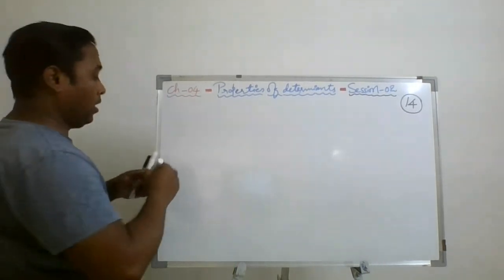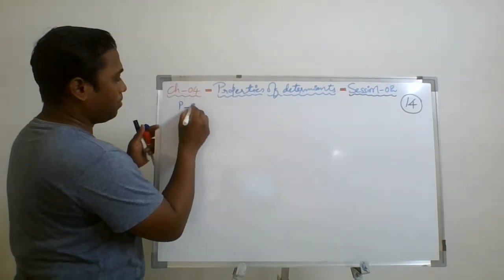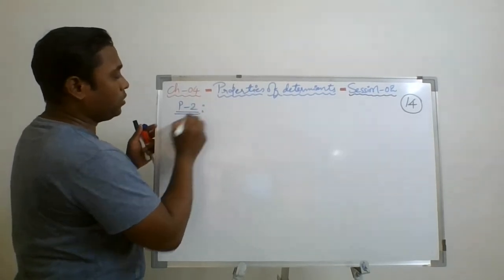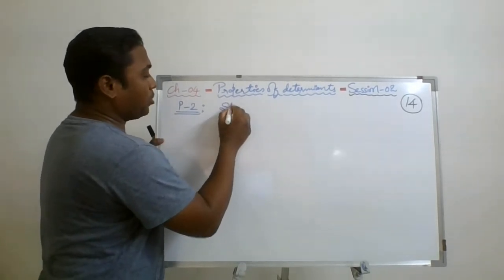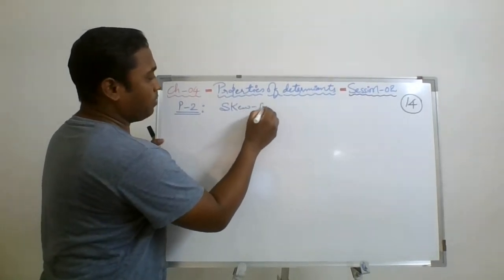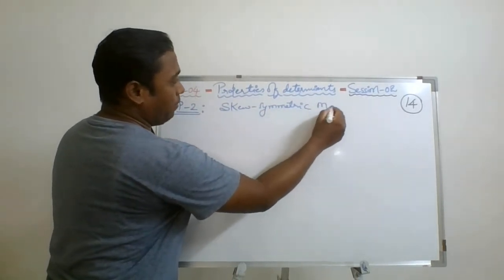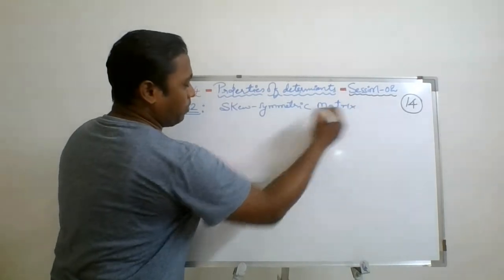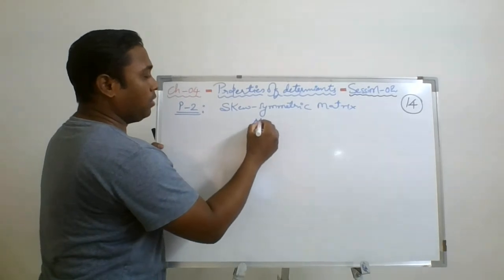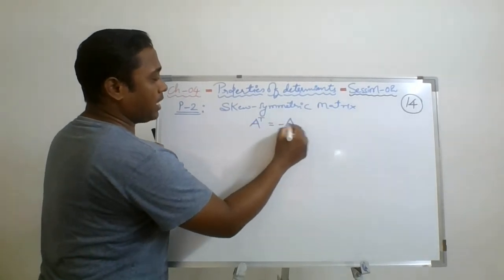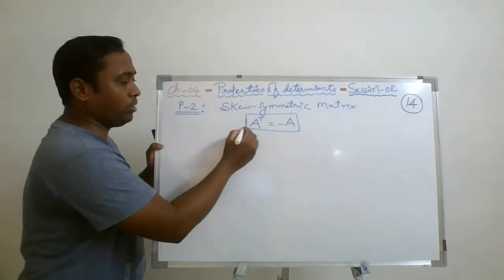Right. Now I am taking property number 2. What does this property say? Importantly, it talks about skew symmetric matrix. You know what a skew symmetric matrix is? Yes, you know it very well. Skew symmetric matrix means a square matrix satisfying the condition A transpose is equal to minus A. So this square matrix is known as a skew symmetric matrix.